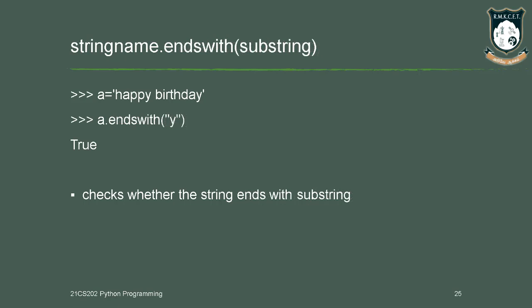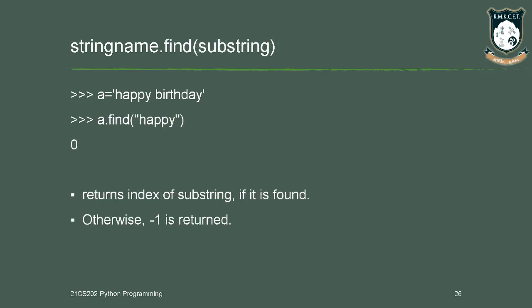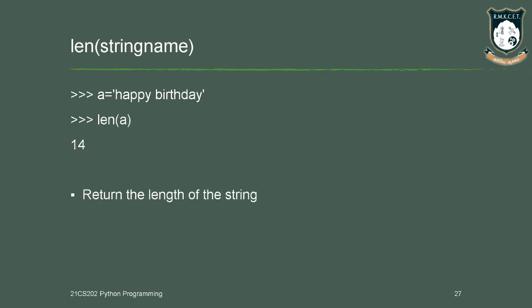Similarly endswith. Here we will be checking whether the string ends with some substring which we are passing. And find. Here, if you are passing a substring, it will return the index of that substring. It will return the first index of that substring. Suppose that substring is not available in the string, you will be returned the value -1.